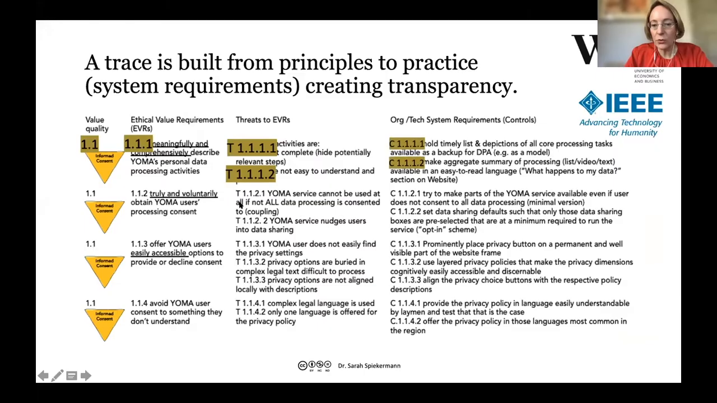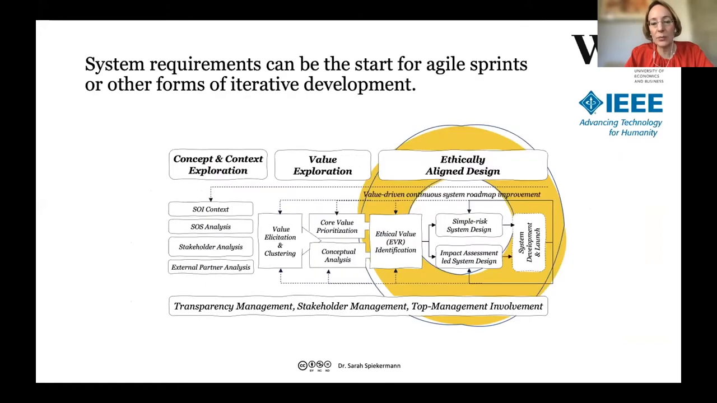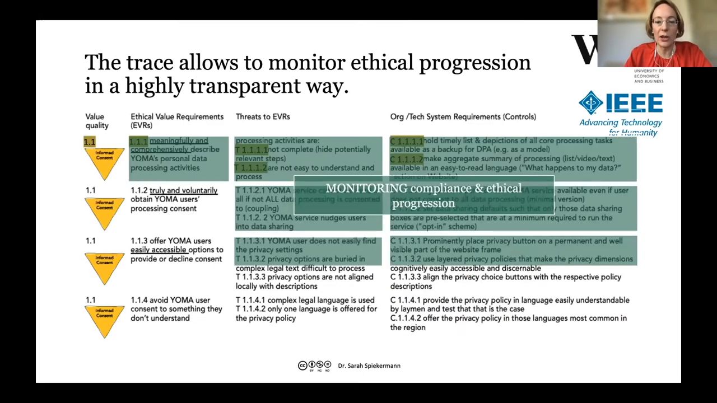Okay, so now you have a very good overview. And all of this, by the way, you see here the numbers coming up, is traced. So you can show compliance also by using these tables. These system requirements then go to any kind of iterative development. Ethically aligned design can be done then in an agile way to develop a system. And you can also see your ethical progression as you implement those system requirements and put them into your product roadmap.